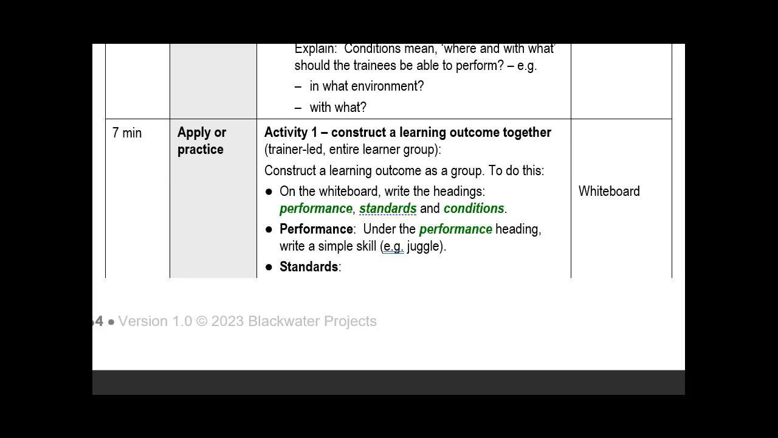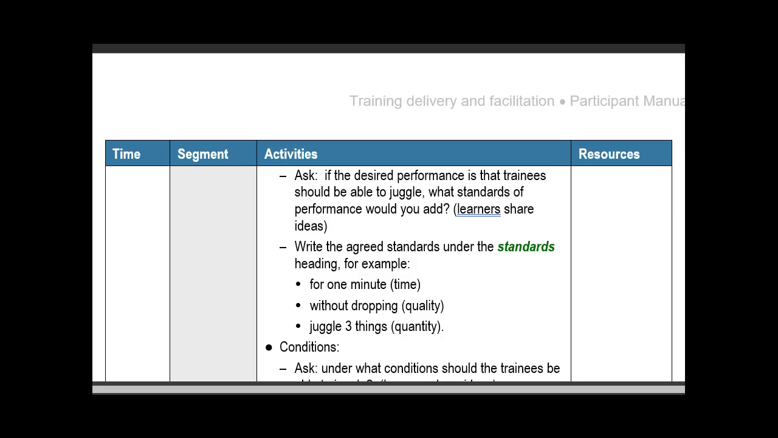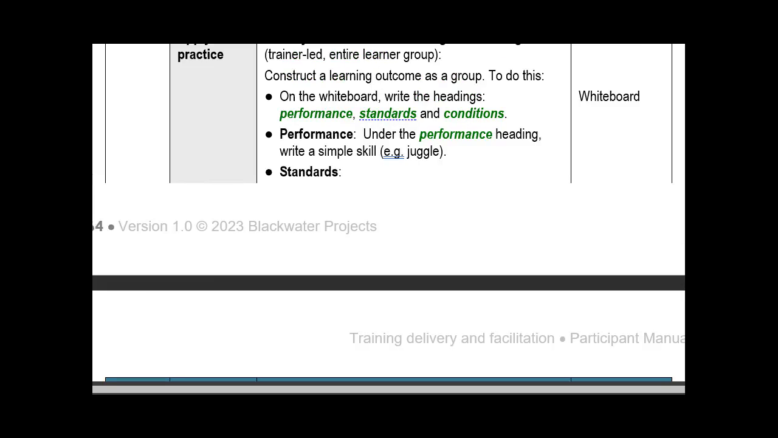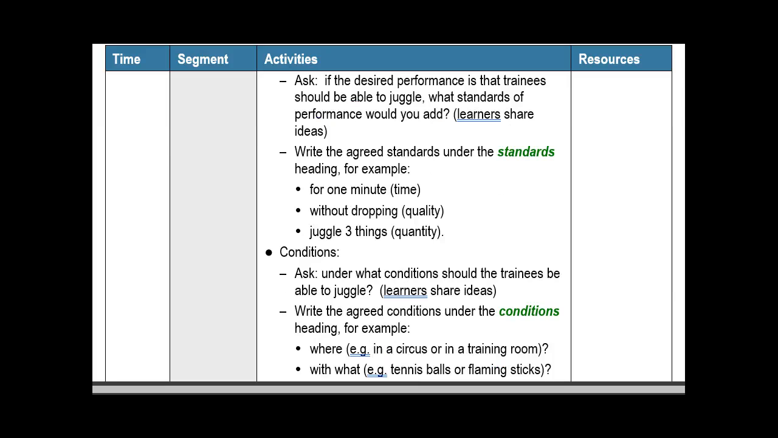So this is where it's trainer-led, the entire learner group are going to work together on this. It's going to be done on the whiteboard. We're going to write the headings, performance, standard and conditions. And from there, the group are actually going to tell us what to write. So we're actually talking about juggling. So if we go back up here, the performance was to juggle. The standard, so we're going to get them to write some standards. And the standards they've come up with are for 1 minute without dropping and juggle 3 things.